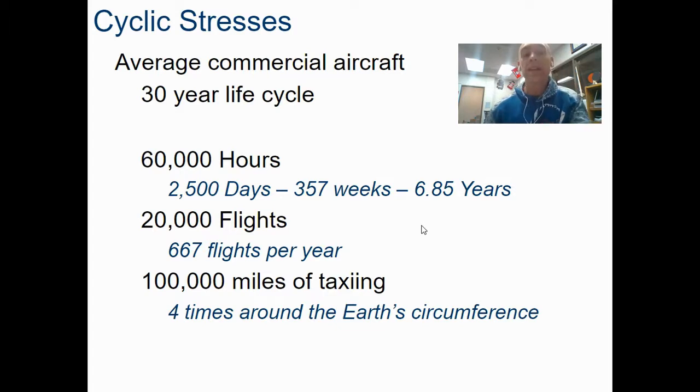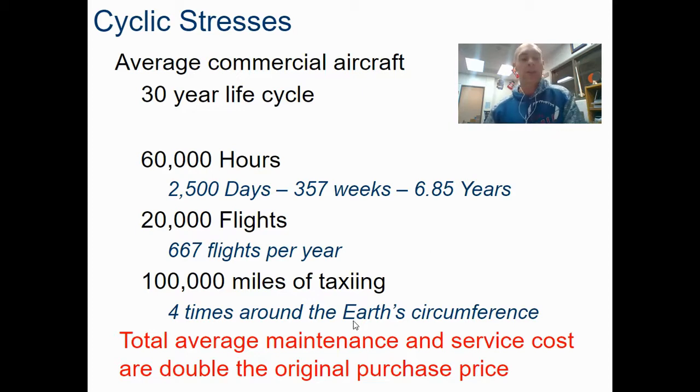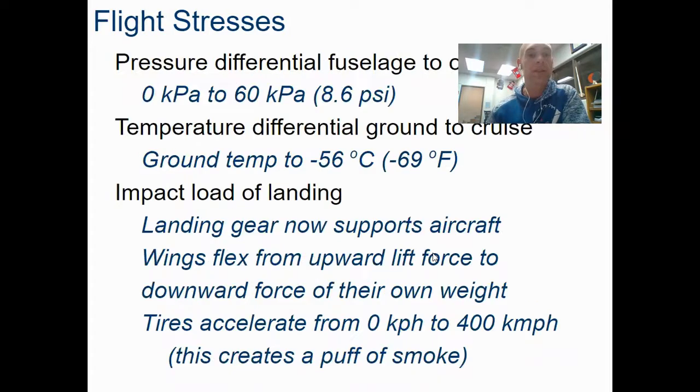Things that we need to consider when working with aircraft is that they have a 30-year life cycle. They can fly up to 60,000 hours. If they're going 500 miles an hour, a typical 777 actually flies the entire distance to Mars over the course of its lifespan. So, it's really traveling a lot. They need to be able to survive for a long period of time. The total average maintenance and service costs are typically double the original purchase price. So having reduced costs for maintenance really is a big deal.